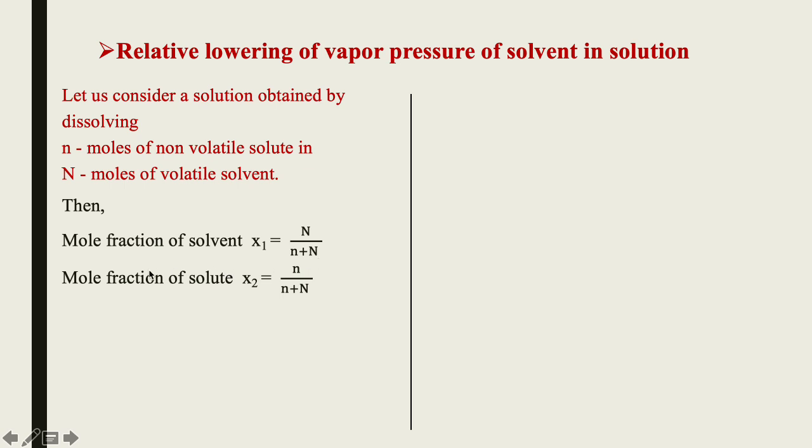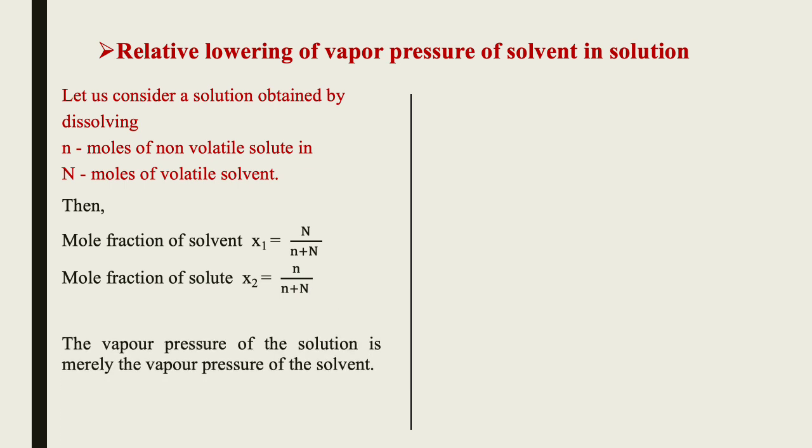Here mole fraction of solute, that is x2, equals n divided by n plus capital N. So this is the mole fraction of solute. The vapor pressure of the solution is merely the vapor pressure of the solvent, because your solute is non-volatile. So whatever the solvent vapor pressure is, that will be the same as the solution.